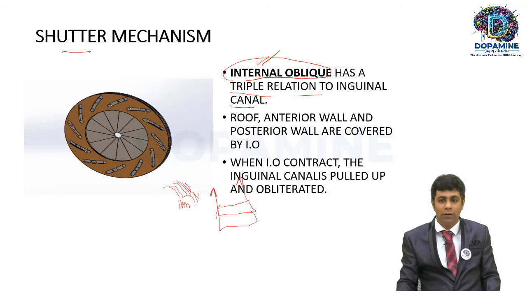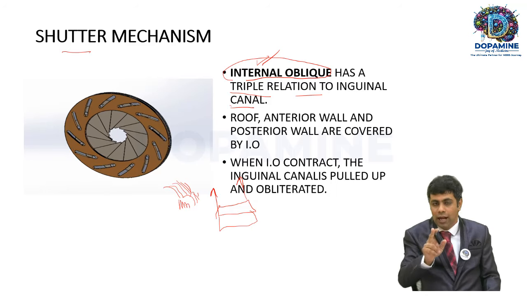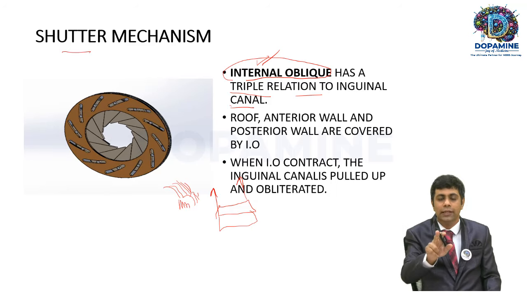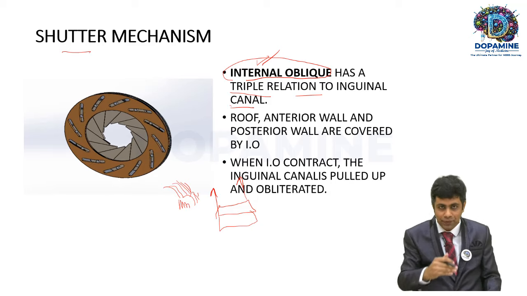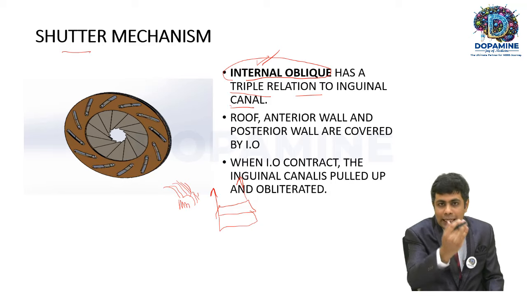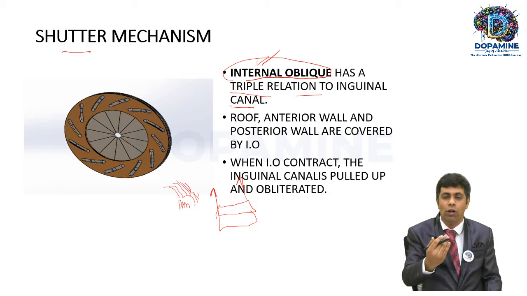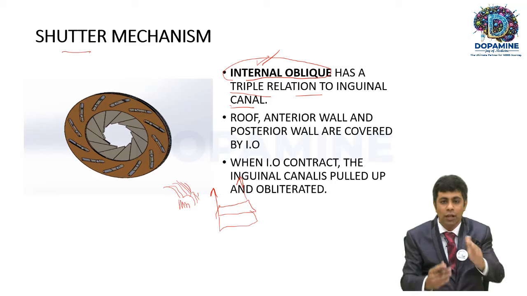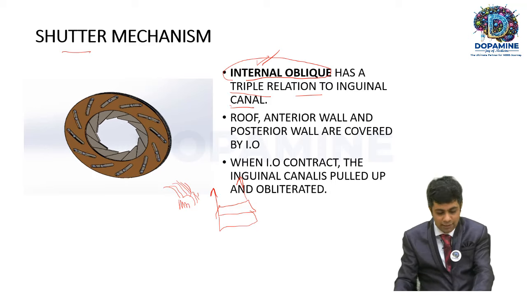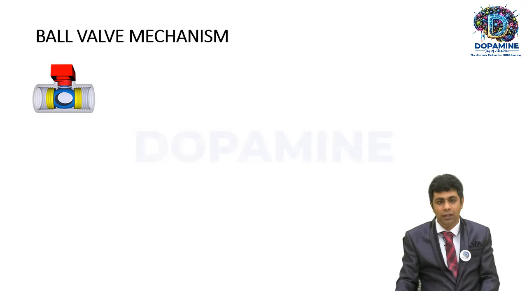Clear? So once again I repeat, the internal oblique muscle has got a triple relationship with the inguinal canal. It forms a roof in the form of arcuate fibers. It forms the anterior wall in the medial half, and it forms a posterior wall in the form of a conjoint tendon. So it forms a beautiful shutter mechanism during increased intra-abdominal pressure.